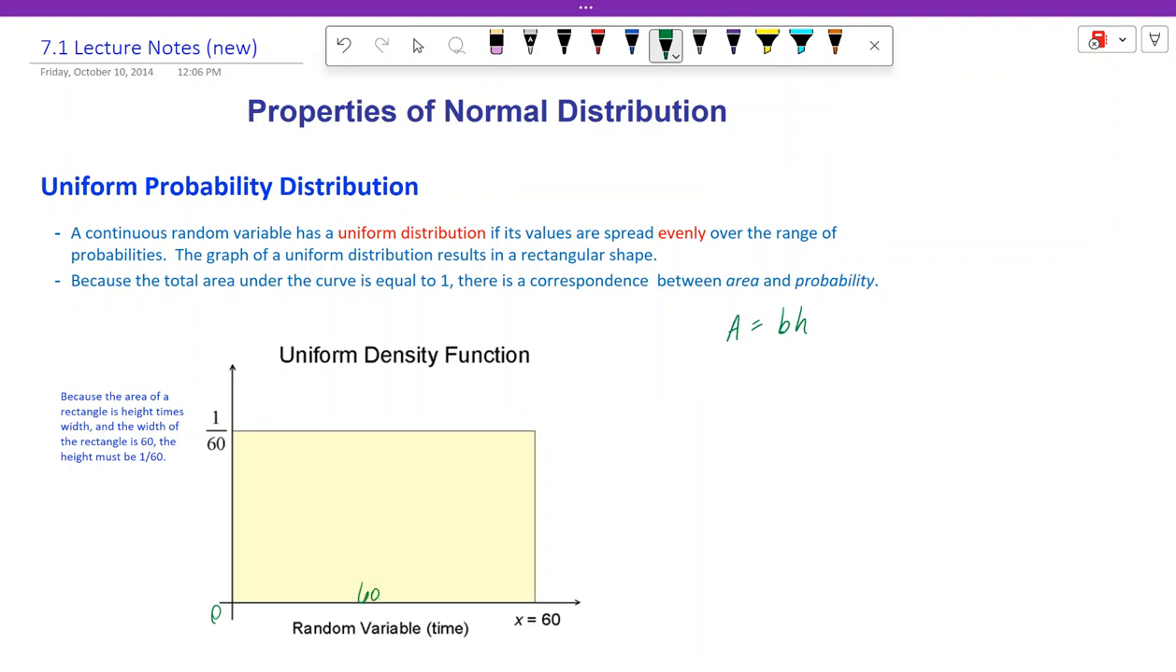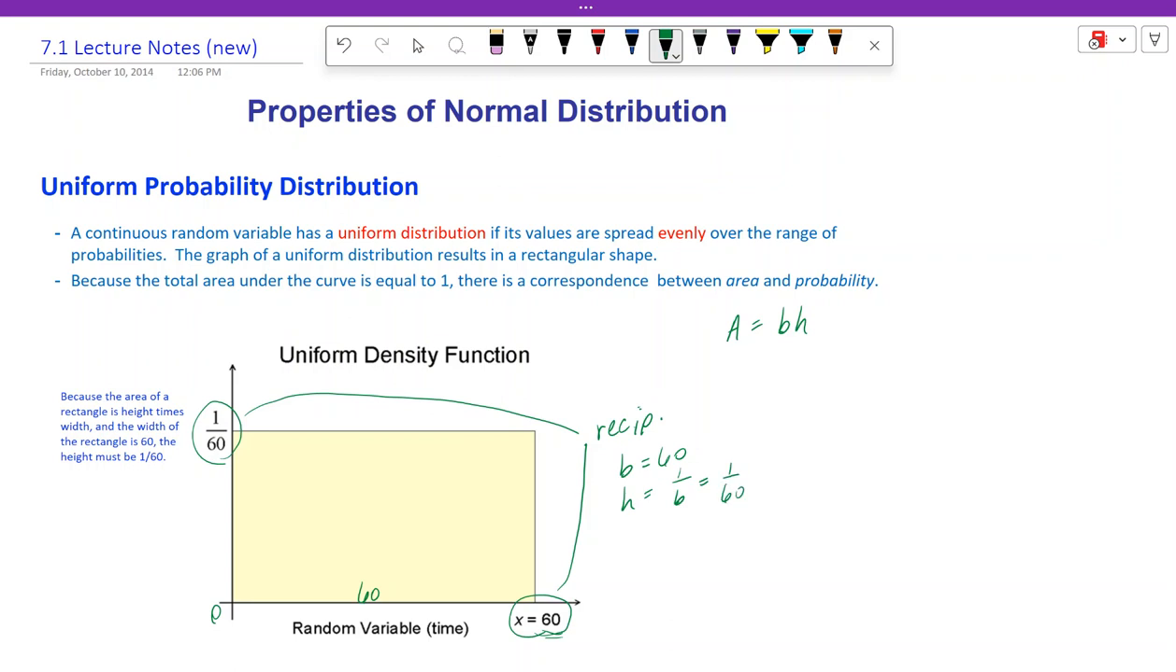And then what we want to understand is, how will I know what the height of my density function is? So the height of my density function is always going to be 1 over the base of my function. So the height of my density function looks like 1 over 60 because the base of my function is 60. So these two numbers here, the height and the base, are called reciprocals of each other.